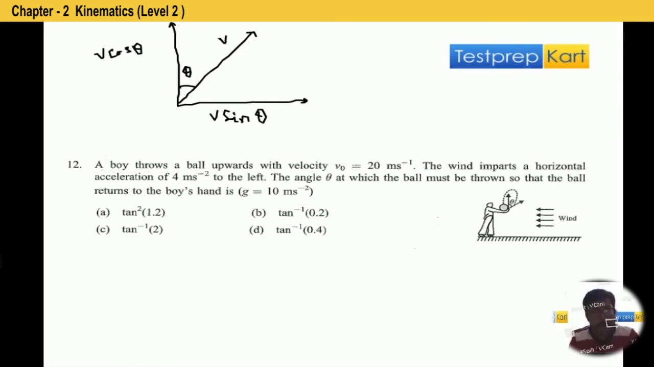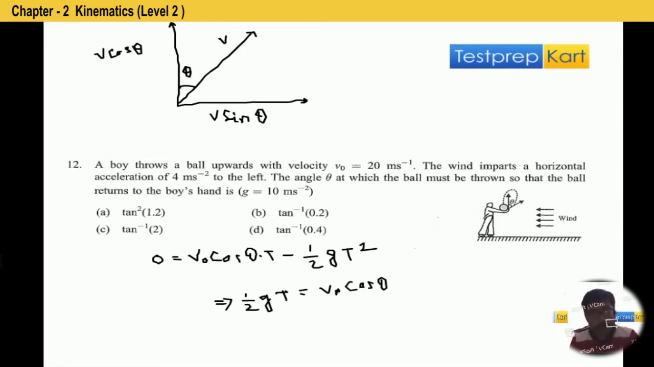Now, s is equal to ut minus half at square. So in that case, 0 is equal to v naught cos theta t minus half g t square. So half g t equals v naught cos theta, and t is equal to 2 v naught cos theta by g.